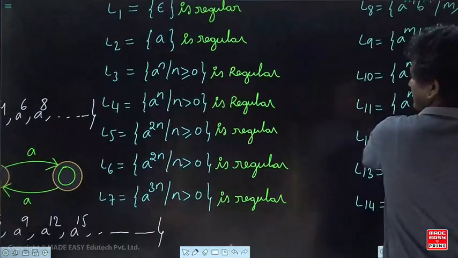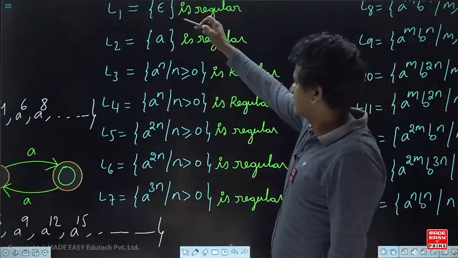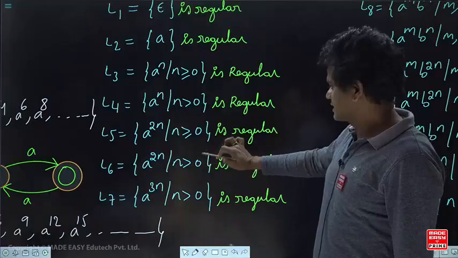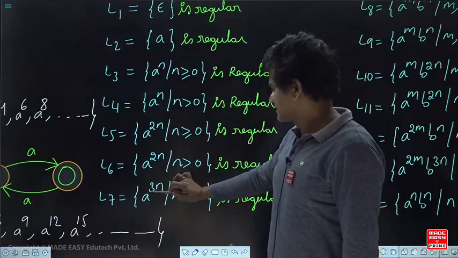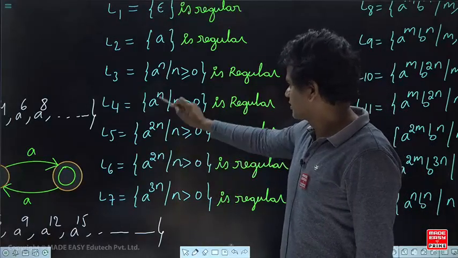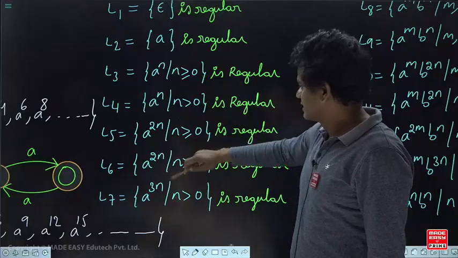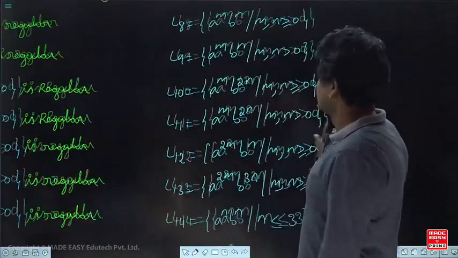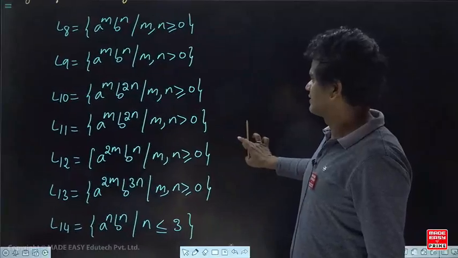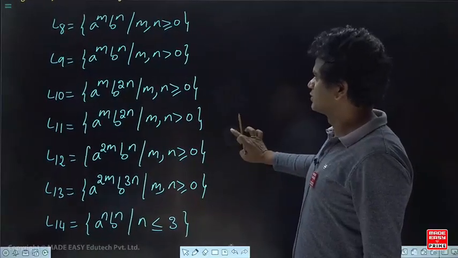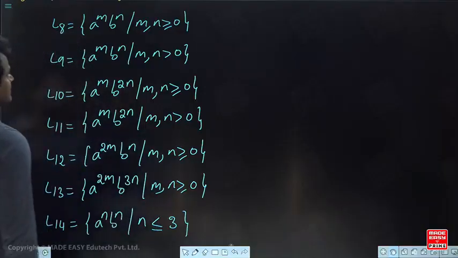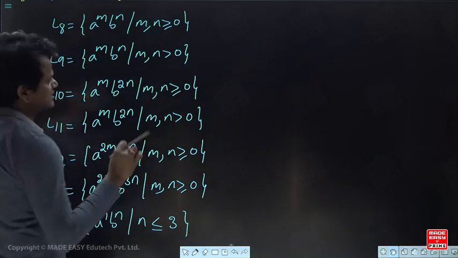Till L7 we don't have any other input symbol except A. In all these languages, the input symbols are only A's. We don't have anything other than A, okay? But from L8 onwards, try to understand the language, guys. From L8 onwards, we have two input symbols, A and B. So here, try to understand the language.